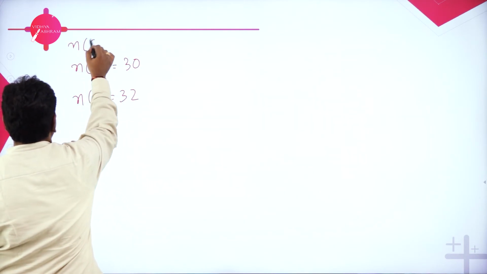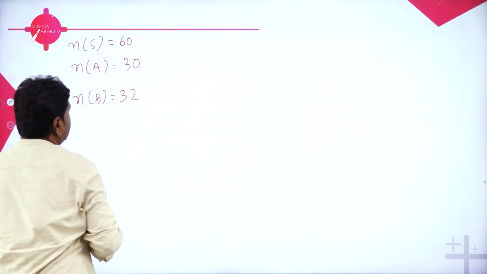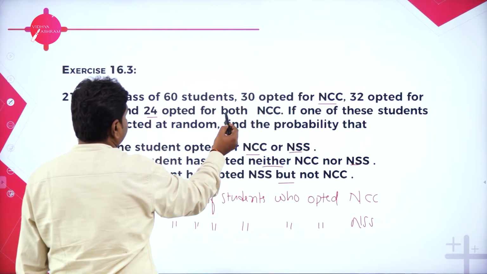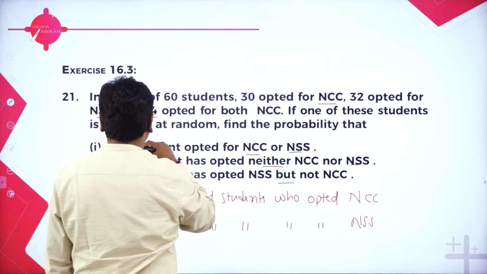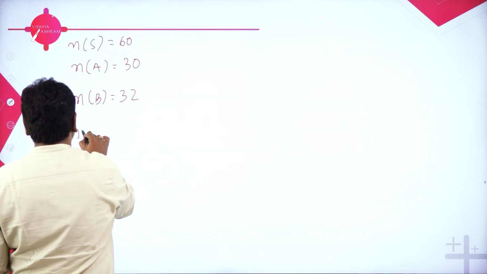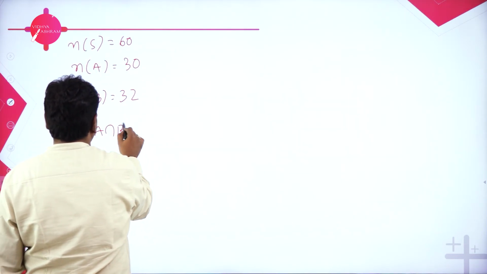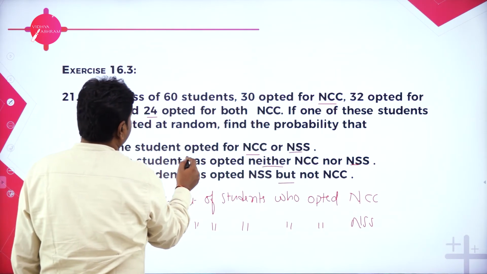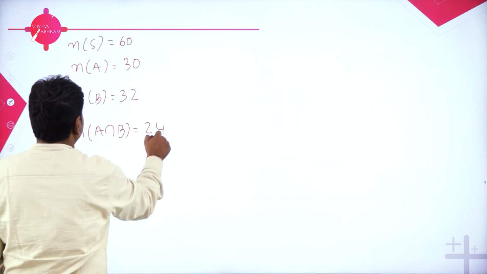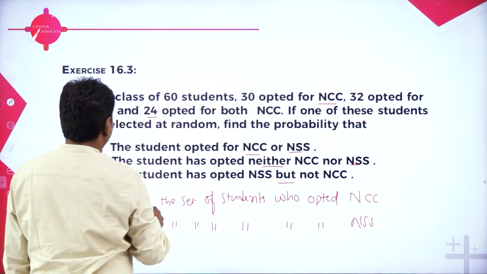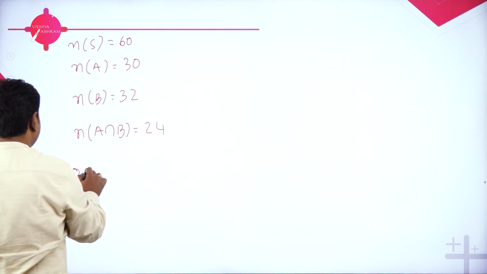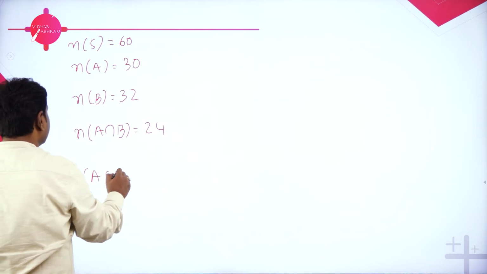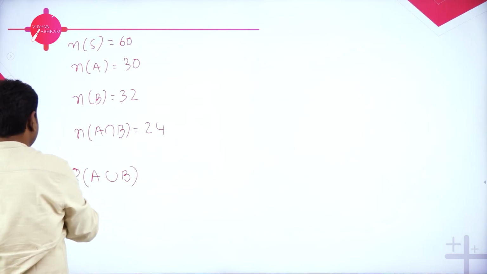Total number of students is 60, and A represents 30 opted NCC, 32 opted NSS, 24 opted both. Both means what? A intersection B. A intersection B is how much? They gave 24. Now what do they want you to find? Find the probability that students opted for NCC or NSS. So they want P of A union B. This is the first part. What is A union B?